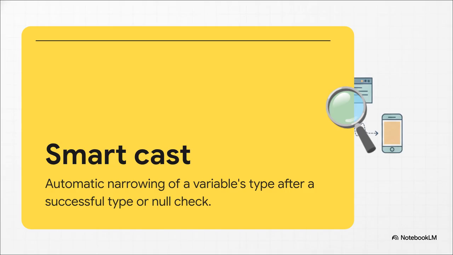No more writing explicit, messy casts everywhere. If you verify an object as an entity, on the very next line, you just call a property on it and it works. The compiler confidently remembers the check, which saves us just a massive amount of boilerplate.